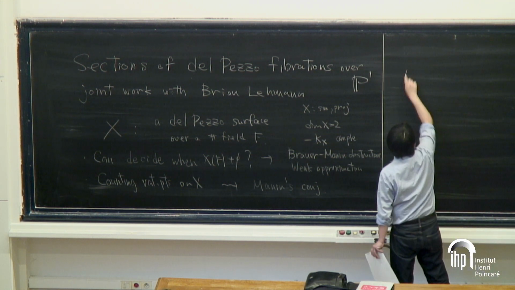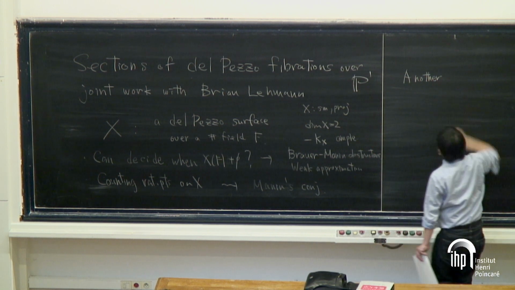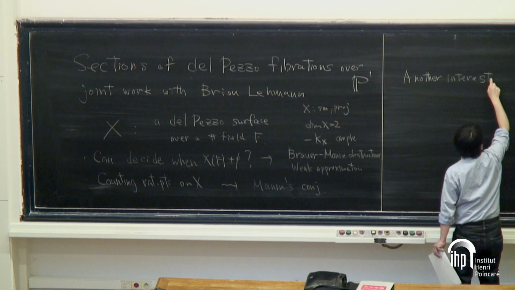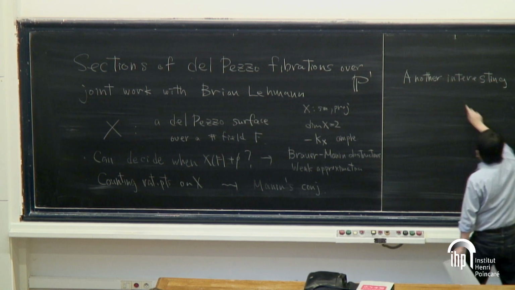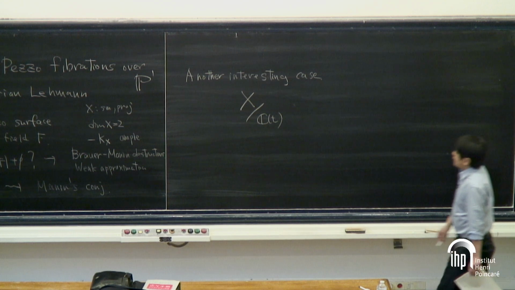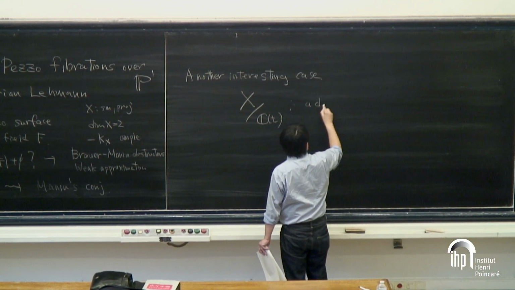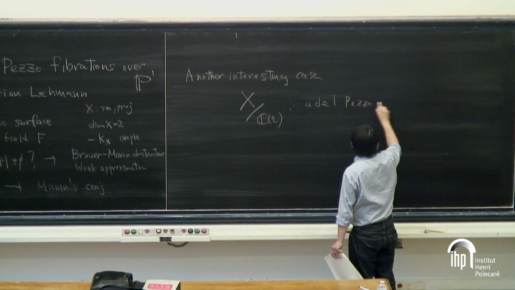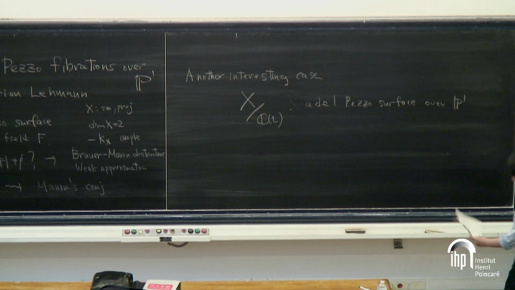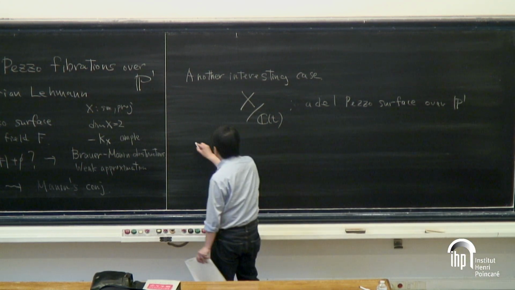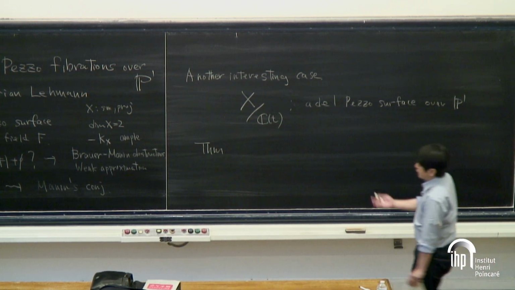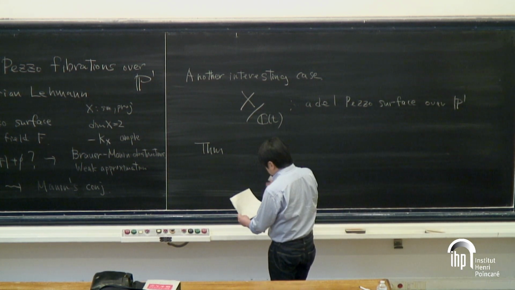Today I would like to think about del Pezzo surfaces over a different field. Another interesting case is a del Pezzo surface over C(t), where t is a variable. This is a function field over P1, so a del Pezzo surface over P1. There are a bunch of results on this topic. We can ask the same question: when do we have rational points? Or can we count rational points? Okay, counting rational points doesn't make sense here, but we can make sense of something.